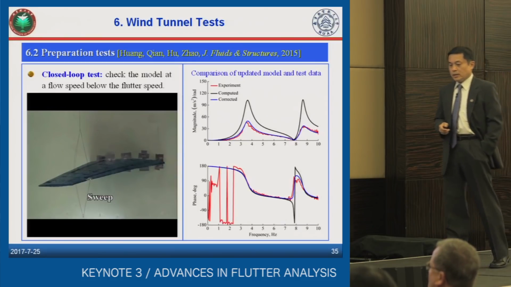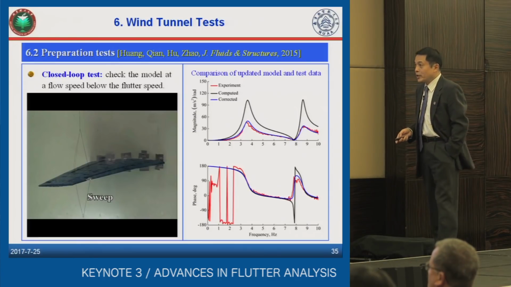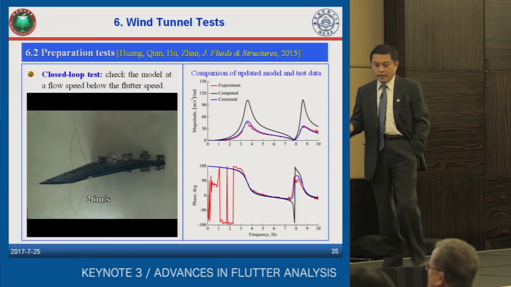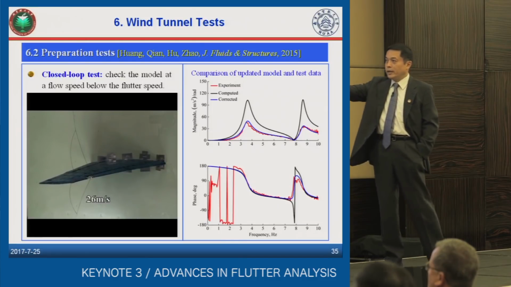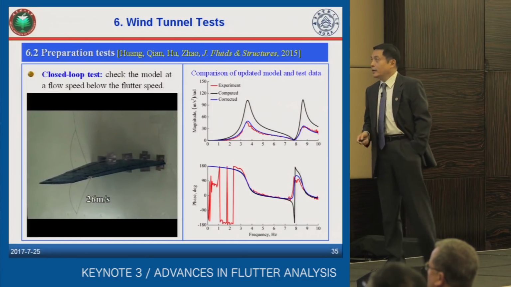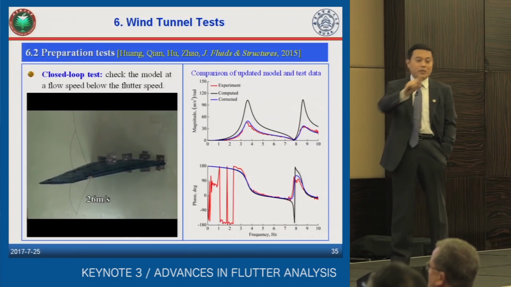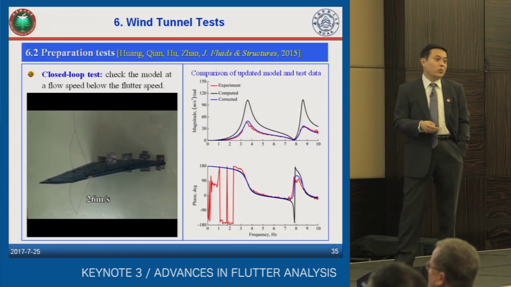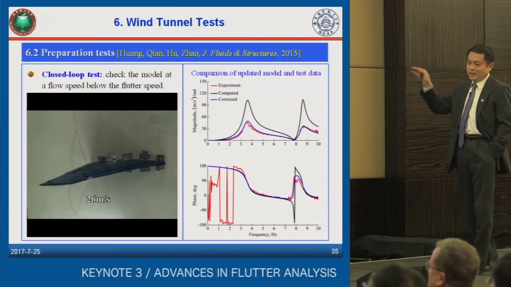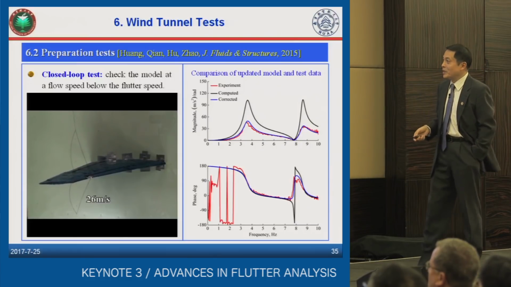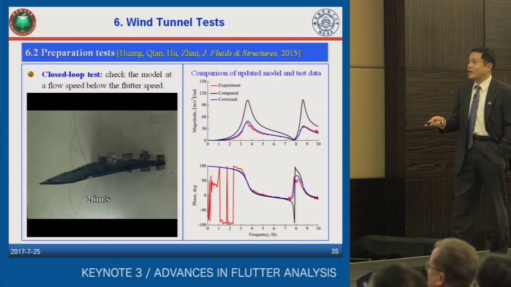The second preparation test is to verify the model in your computer. We did the model test online, but below the critical flutter speed, for example, 26 meters per second. This way we can get the frequency response functions. However, we found there is a big difference between the peaks. Why? We did not take the damping of our wing into account. So according to the online test, we identified the damping and put it into the closed loop system, then we get a good model.